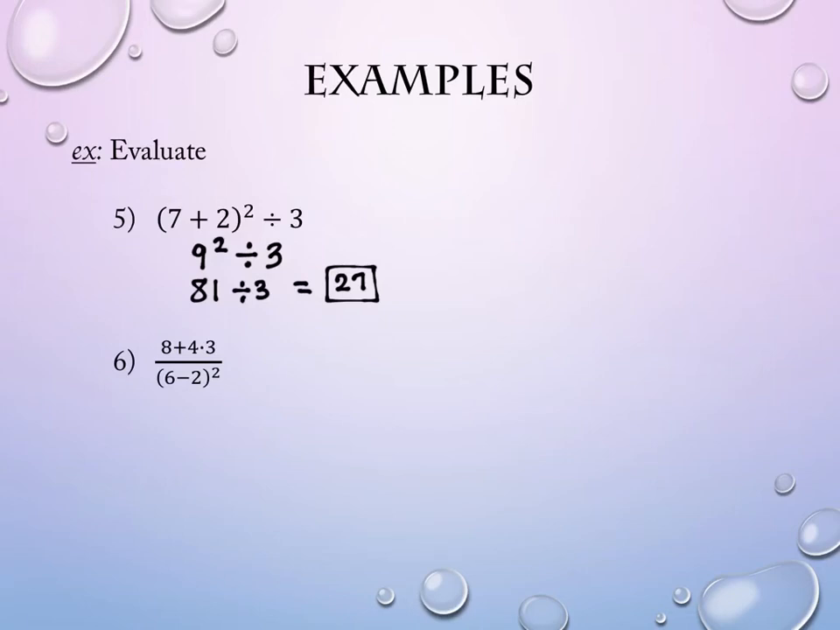All right, number 6, a lot more going on. So what might we do first? The parentheses, very good. So the parentheses here is 6 minus 2, which is 4. So now I have 4 squared. Now what? Okay, so Malik's telling me that I'm going to do the 16 on bottom, right? 4 squared. What would be next?